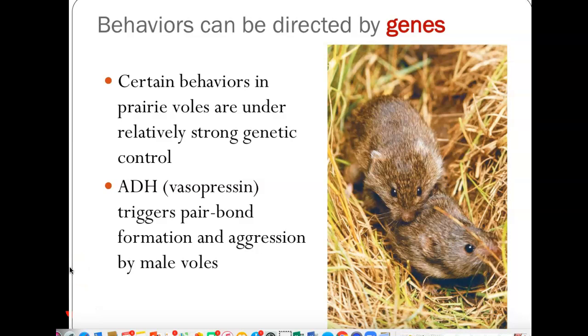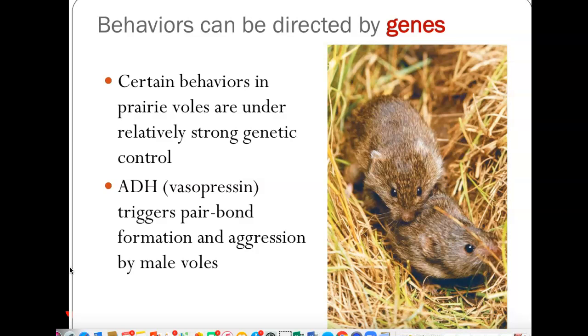It's interesting that a lot of behaviors can be directed by genes, and we know that with the whole nature versus nurture debate. A lot of people, you're born the way you're born, with your DNA, and a lot of behaviors are dictated by your DNA. They can also be shaped by the environment.